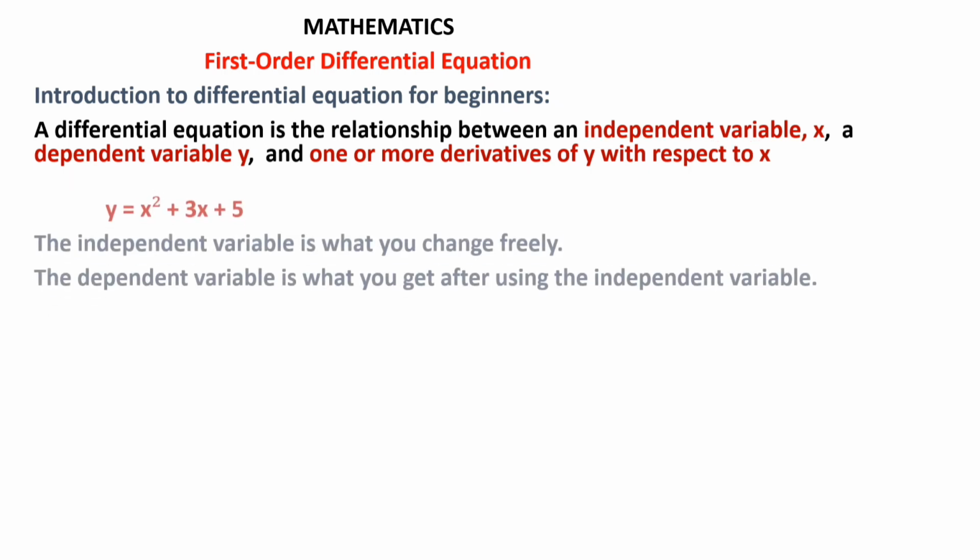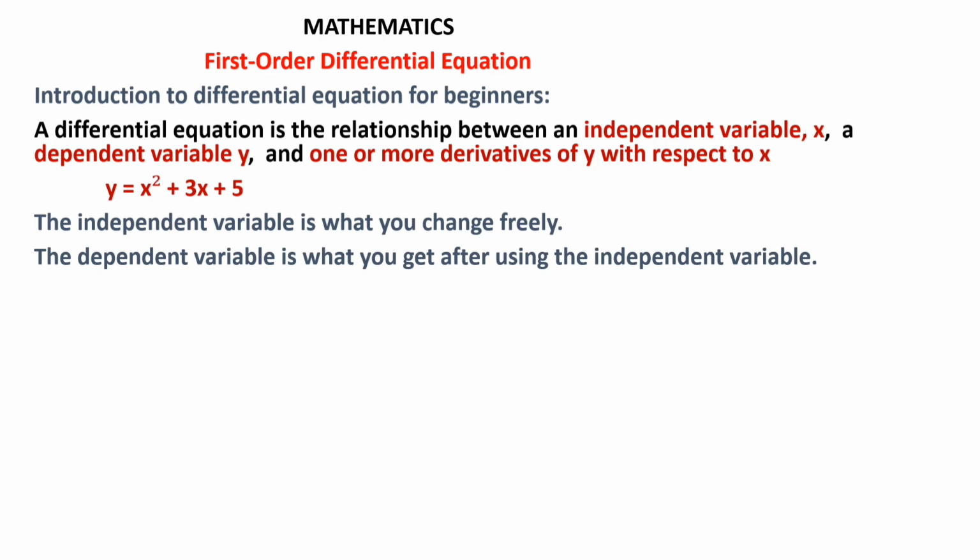Now, let's look at this equation as an example. We have a variable of y, which is this, and we have a variable of x. x is here, x is also here, right? This equation has a variable of y, which is the dependent variable, and a variable of x, which is the independent variable. But does this equation have a derivative? No. This equation is not a differential equation, since it does not have a derivative.